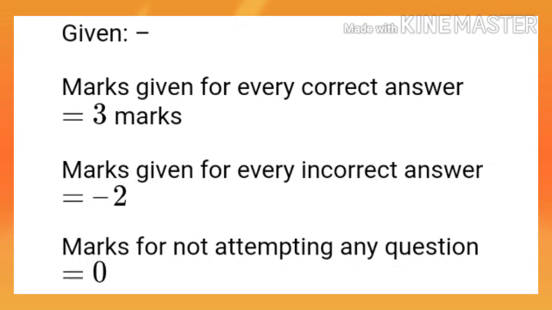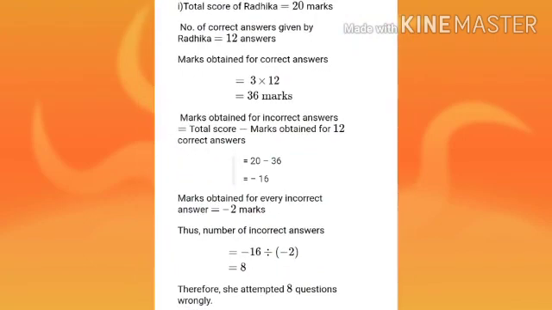Here's the solution. Marks given for every correct answer is 3, marks given for every incorrect answer is minus 2, and marks for not attempting any question is 0. So 3 for a correct answer, minus 2 for an incorrect answer and 0 for not attempting any question. Here the total score of Radhika is 20 marks. Number of correct answers given by Radhika is 12. Therefore, marks obtained for the correct answers is 36 marks. Clear?